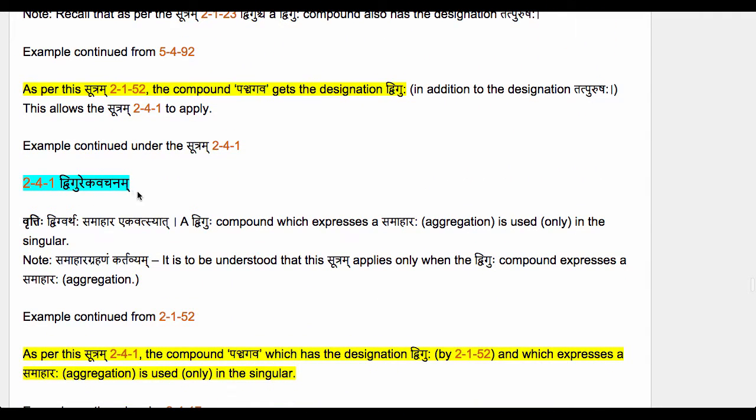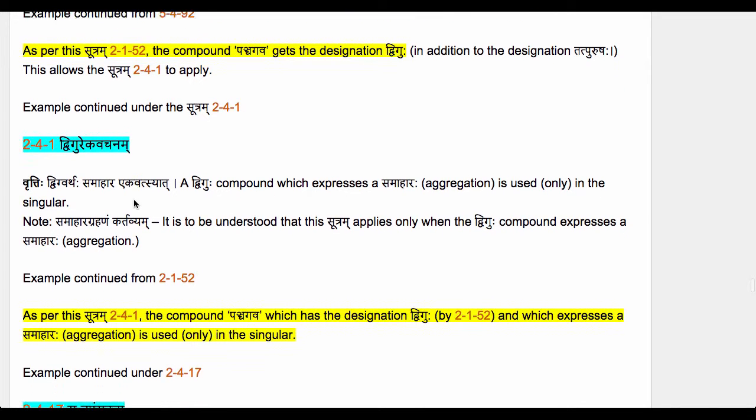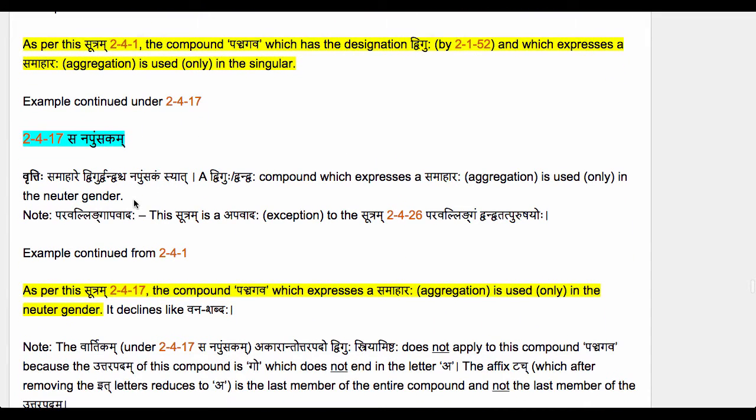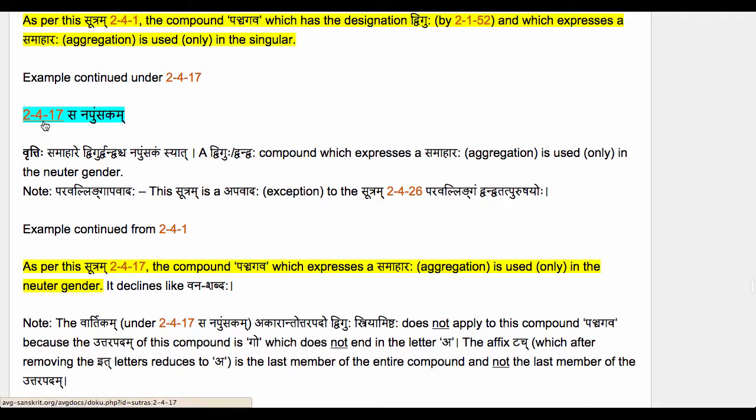we determined that this compound is to be used only in the singular number, no dual, no plural. The final question is that which gender applies to this compound? For that we are going to take the sutram now 2417. Sa napumsakam. Vritti says samahare dvigurdvandvascha napumsakam syat.